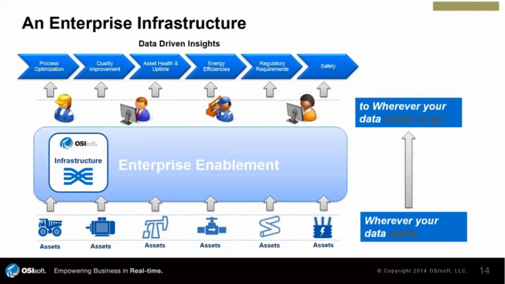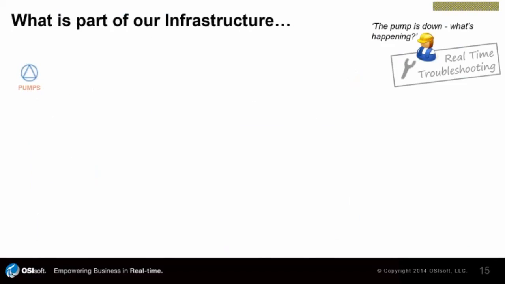In between these data sources and the data consumers is where OSIsoft and the PI Server sits. We view ourselves as being in the space between the data source and the consumers, and we provide an infrastructure for all your data. So what does that really mean? Here's an example. Let's say you are a process engineer and you are responsible for pumps. You have a lot of pumps that you're looking after, and you want to do some real-time troubleshooting because there may be an issue with your pump.